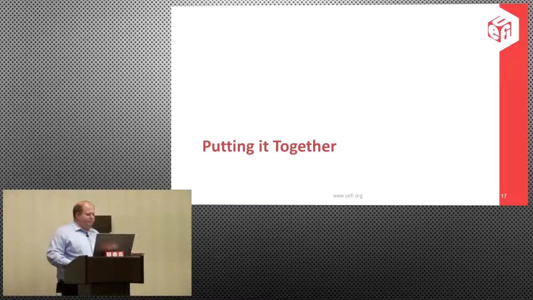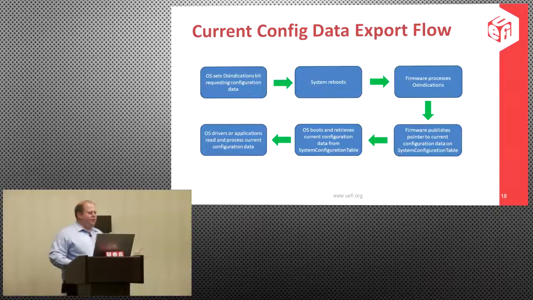So putting it together now. We're talking about JSON configuration data. So the current configuration data export. What is my current configuration? How does it get exported to the OS? The OS sets the OS indication bit requesting the configuration data we had on the first slide. Then the system reboots. The firmware processes the OS indications bit stream. The firmware publishes a pointer to the current configuration data on the system configuration table.